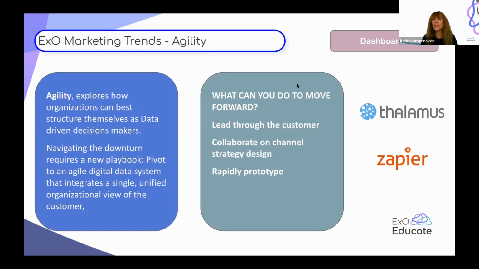Secondly, it's collaboration in building the channel strategy design. Sometimes when we have the channel strategy, we are not part of building it, or the channel strategy could be disseminated among different people. But if you are accountable for doing that, you are going to build this path of the customer journey, and you are going to understand each of the paths and the why of the path of the customer. And the third one: once you understand how your customer moves, prototype that.